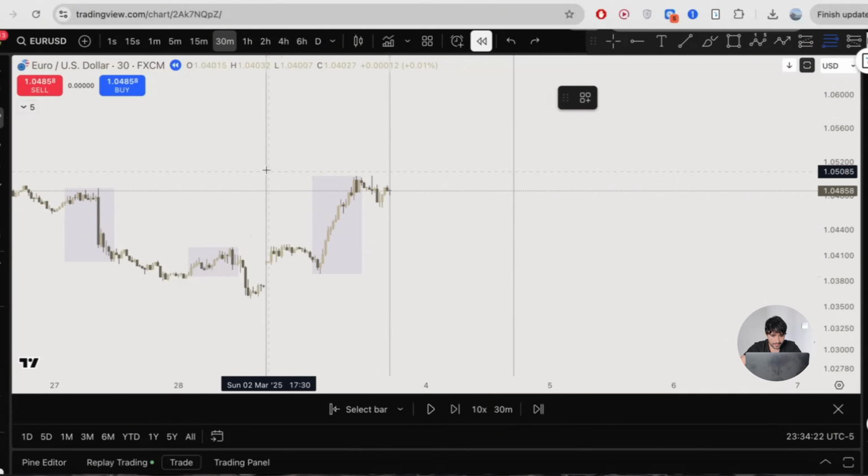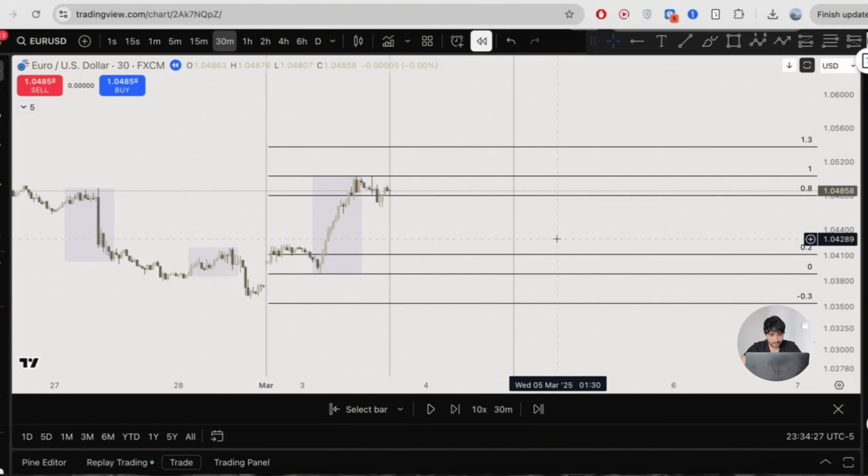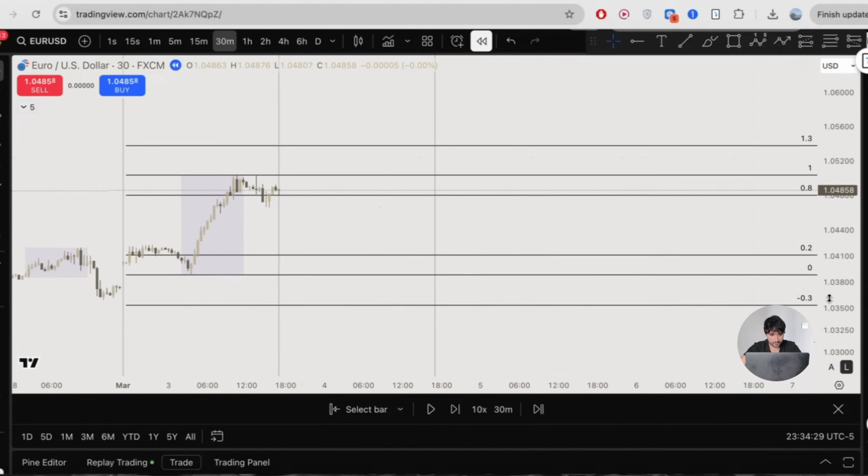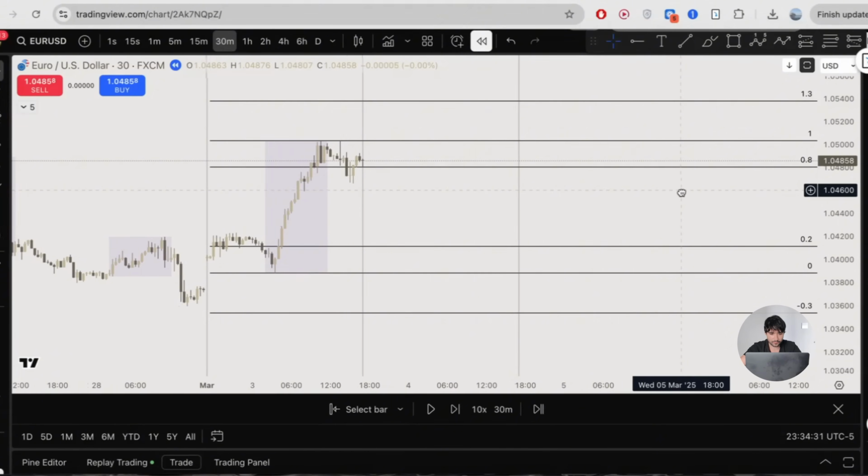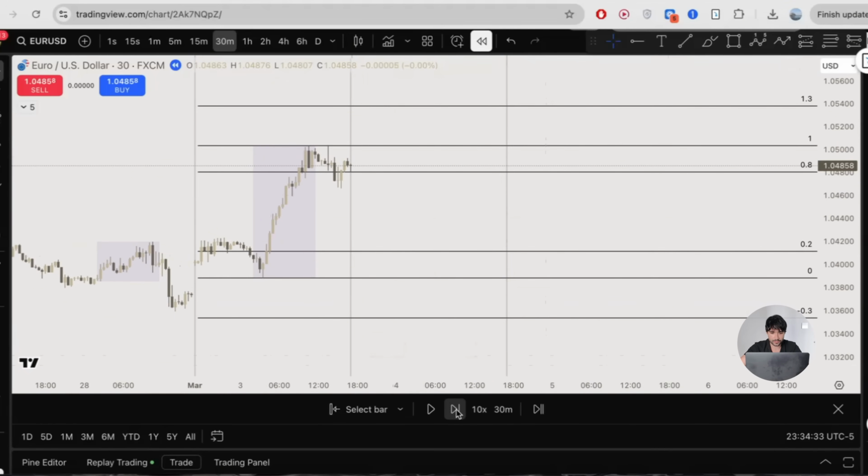So now that we have our range here on the lower time frame, we're going to grab our fib tool and measure the range from high to low. And now that we have our range, we're simply going to let price play out and see if we can catch any trades within our hours. Okay, we have entered our trading hours and we have an immediate entry there.